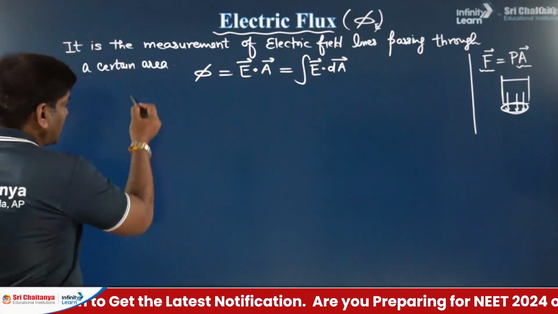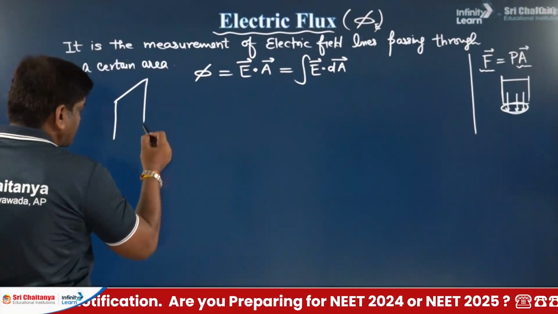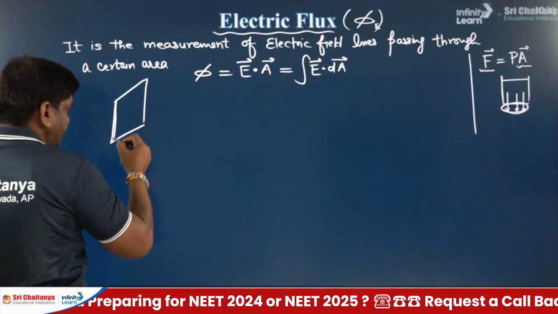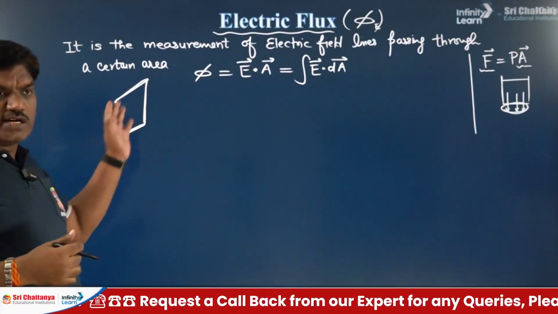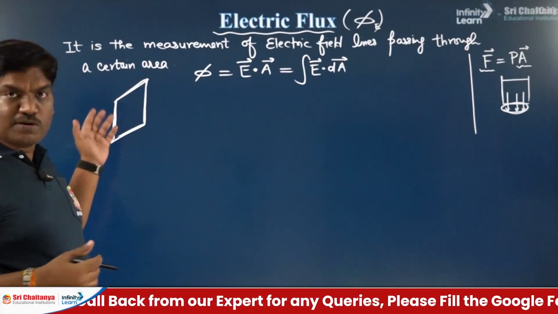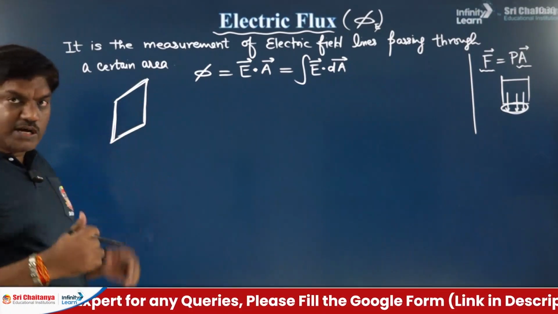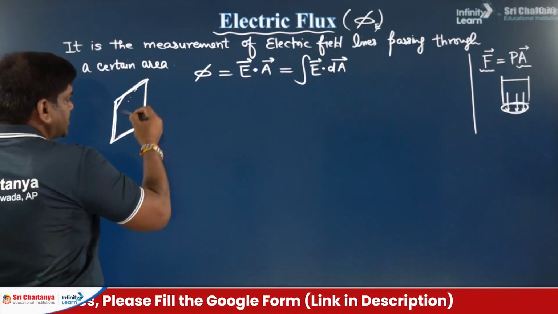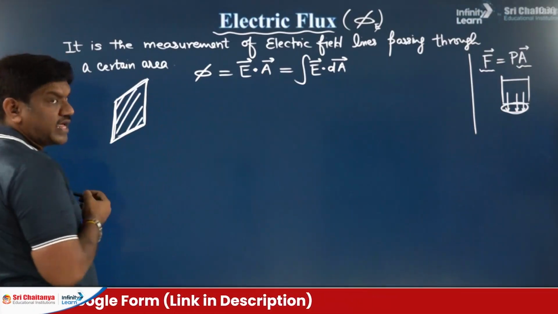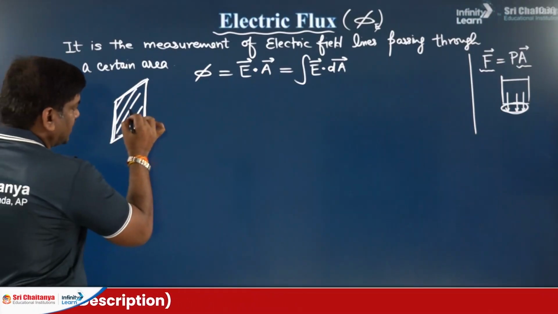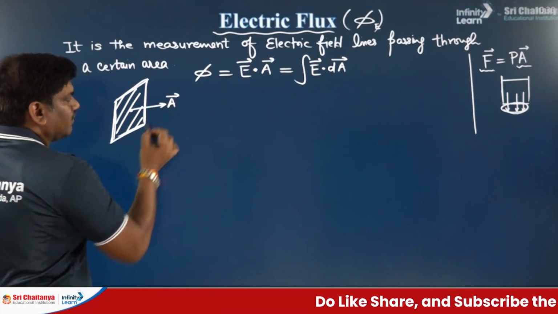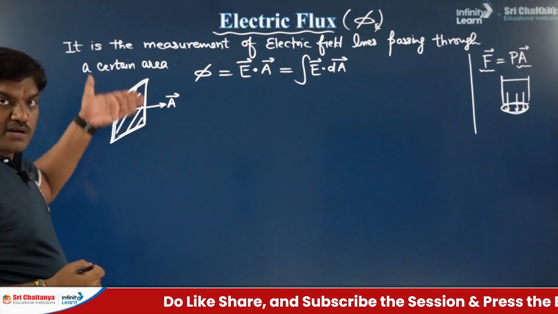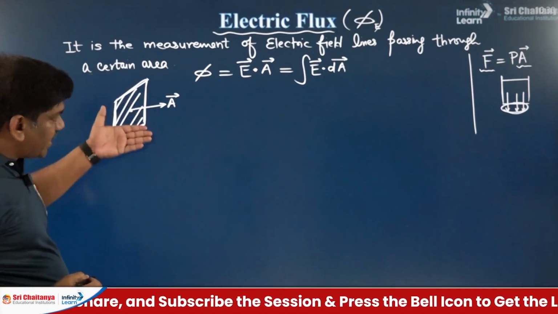If area is a vector quantity, how can we give the direction of the area vector? Suppose this is the area. If it is a rectangle, it is a into b. If it is a square, it will be a squared. So the value you know. But if I am interested in writing down this area vector, how do we give its direction? The direction is always perpendicular to the plane of the area, right?